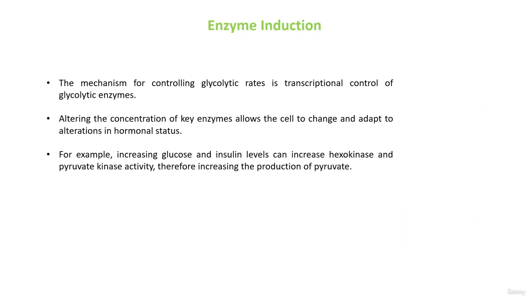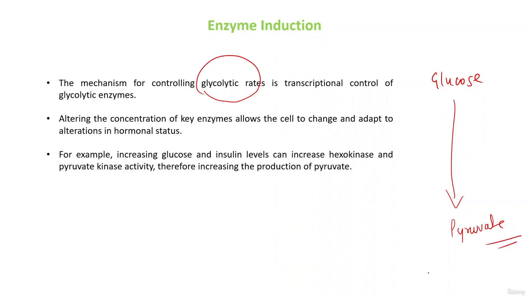So, enzyme induction. The mechanism for controlling glycolytic rate is transcriptional control of glycolytic enzymes. What they are trying to say here is that the whole glycolytic rate, from glucose oxidation to pyruvate, we are able to control by controlling the expression of genes that code for glycolytic enzymes. So, by controlling the enzymes, we are able to control the regulation of glycolytic rates.